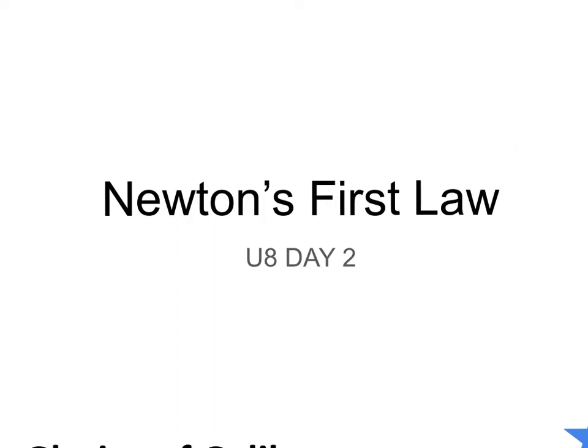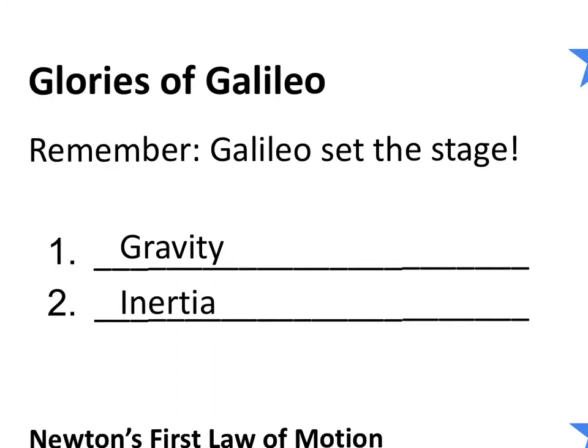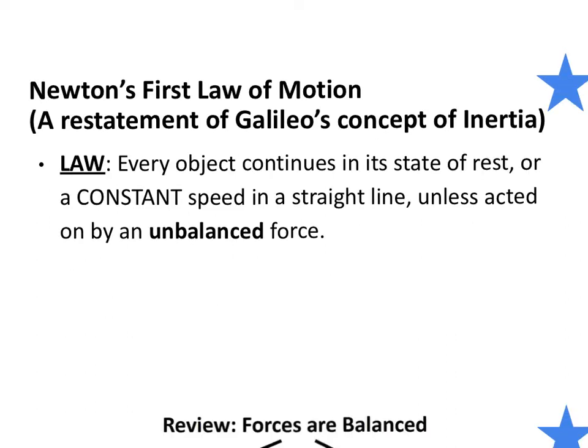So now let's do Newton's first law. Galileo set the stage for Newton to come up with his laws. Galileo found out about gravity, and he also found out about inertia, which is our resistance to change. So Newton built off of Galileo and came up with this. Newton said that every object continues in its state of rest or a constant speed in a straight line unless acted on by an unbalanced force.